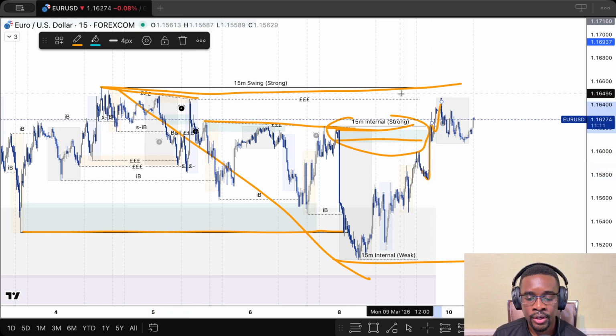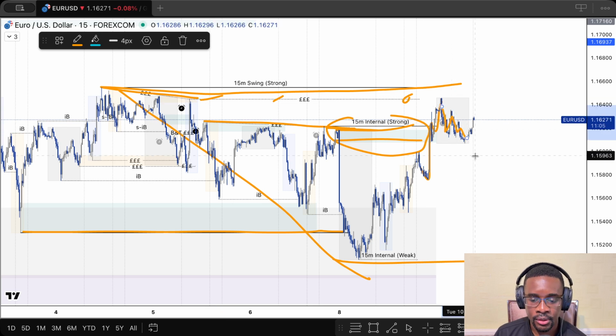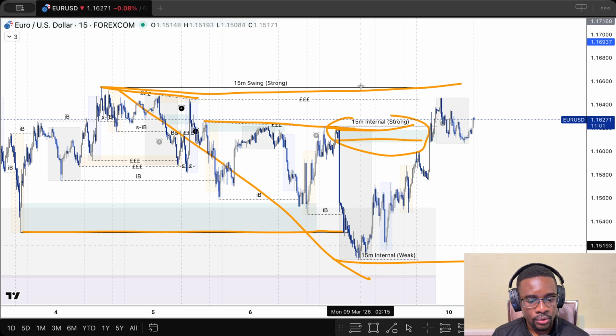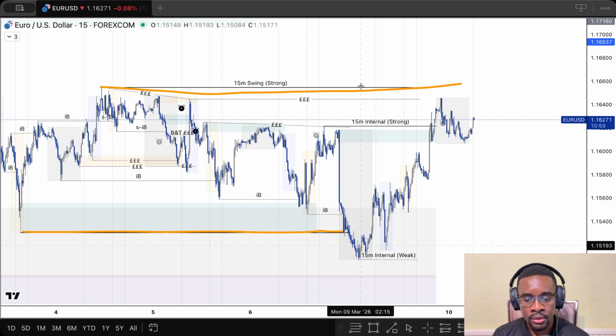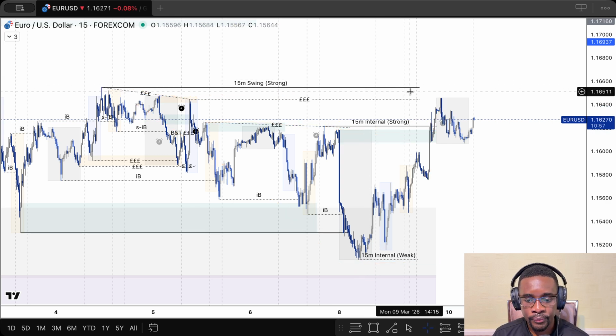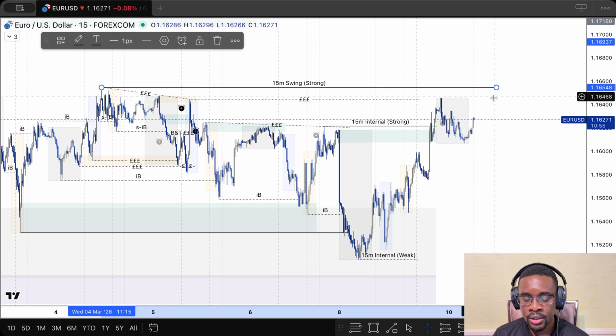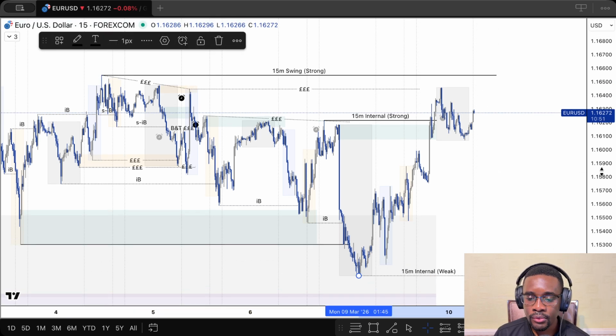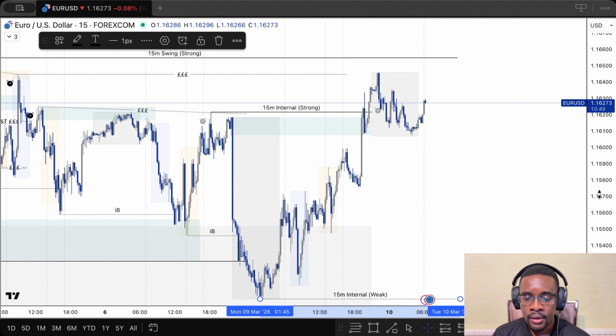Okay, and then now we've kind of mitigated all this liquidity at the top, and then we've had somewhat of a reaction. So we are still within the swing range. So this is our strong high and this is our weak low. So our swing is bearish.